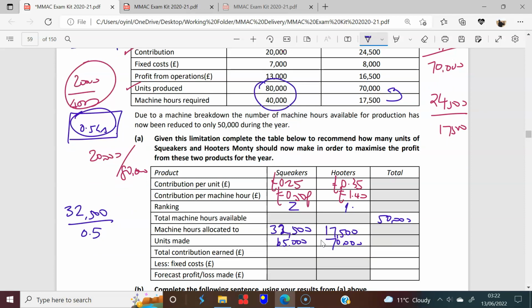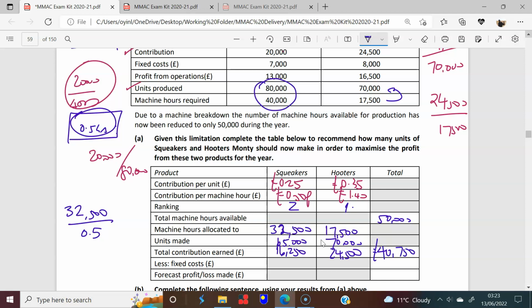So let's get our total contribution. For Hooters, that's 70,000 times 0.35, which is 24,500. And for squeakers you've made 65,000 units times the contribution of 0.25, which is 16,250. So we can get our total contribution: 24,500 plus 16,250 is 40,750.